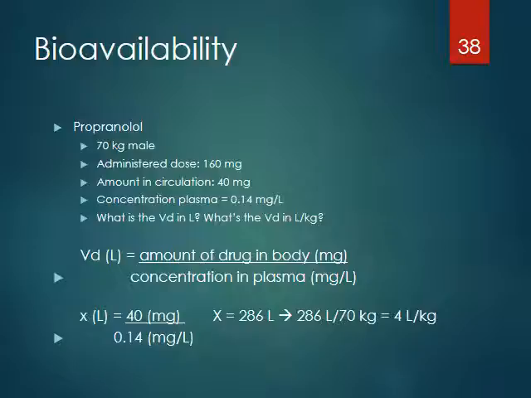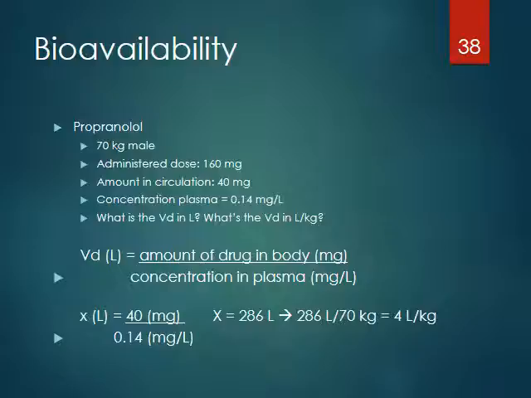But in this case, it's going to be 40 milligrams, and that's going to be divided by the concentration that we have, or C0. And so that's going to be 0.14 milligrams per liter. So I'm going to divide that out, and basically what I get is that my volume of distribution is going to be 286 liters. If I divide that by what the patient weighs, 286 divided by 70, that's going to give me a volume of distribution of 4 liters per kilogram.